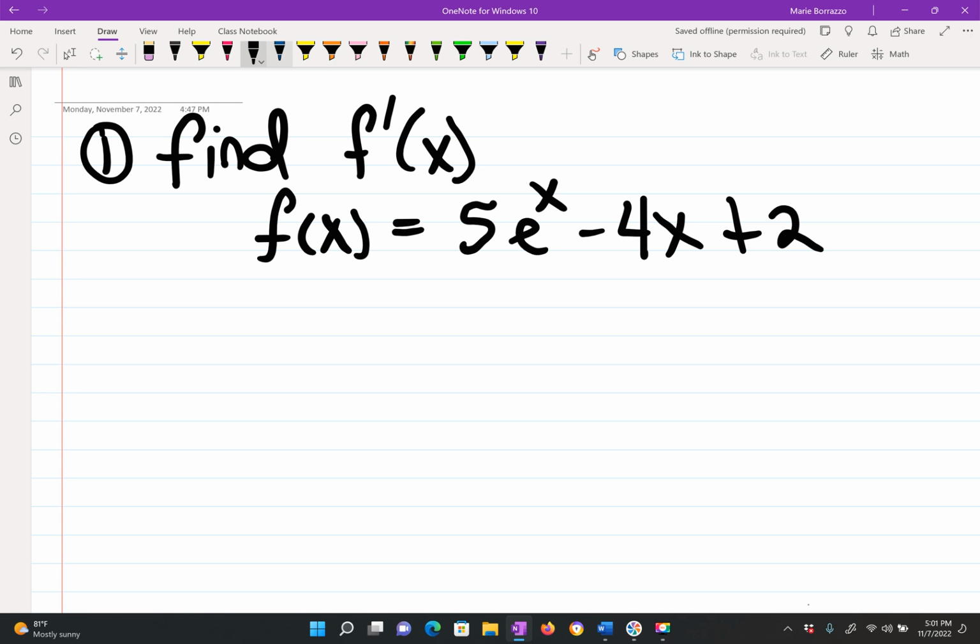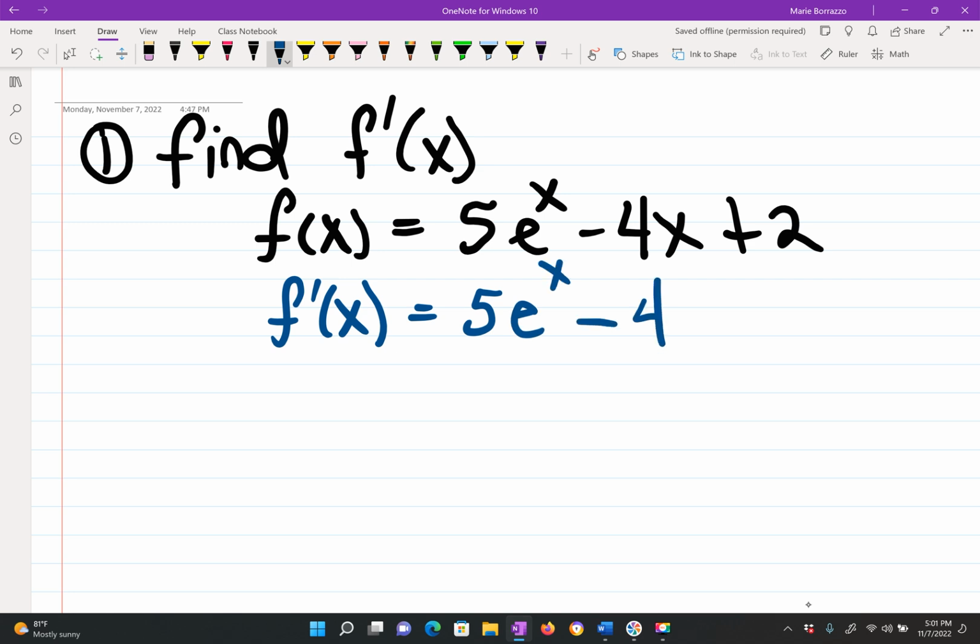So in this case, your first derivative should simply be 5e to the x minus 4. Were we able to complete that? We're able to do that. So that's a 1. That's a winner. It's 1 for you in your hat.